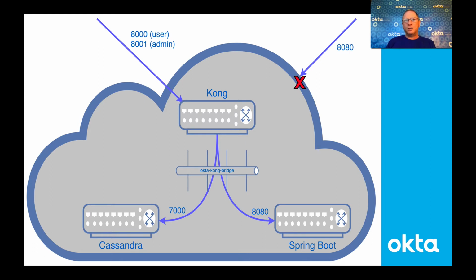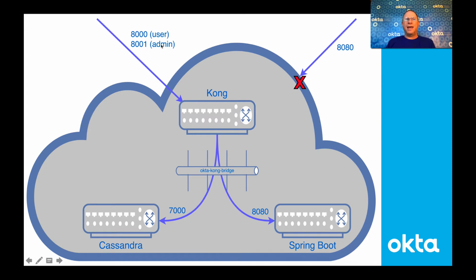And if you notice here, I've set up this internal Okta Kong Bridge network. It's another feature of Docker where you can set up your own networks. So I set up this internal Okta Kong Bridge network that these three containers communicate on, and I've set up some firewall rules. So the only outside connections that are allowed are 8000 and 8001.